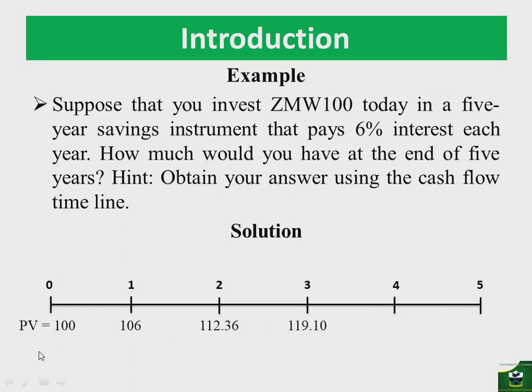And if we check how much this will grow to, we go to the third period, we will have 119.1 kwacha. At the end of the fourth period, we will have 126.25 kwacha, and at the end of the fifth period, we will have 133.82 kwacha. So clearly, what we have seen here is that money will be growing as we progress to the next period.